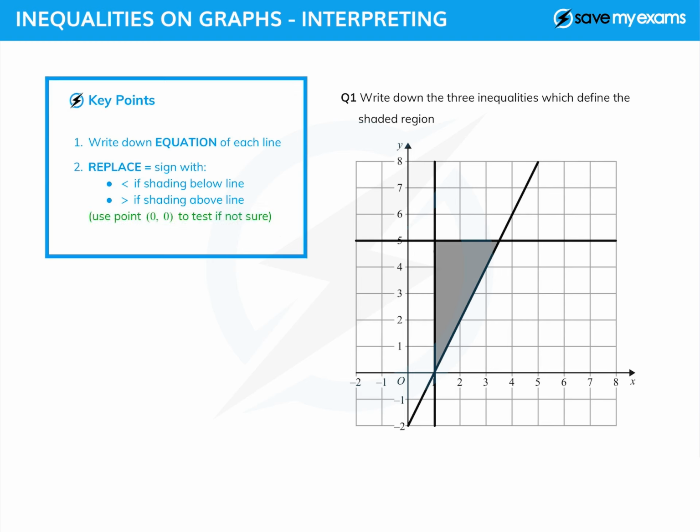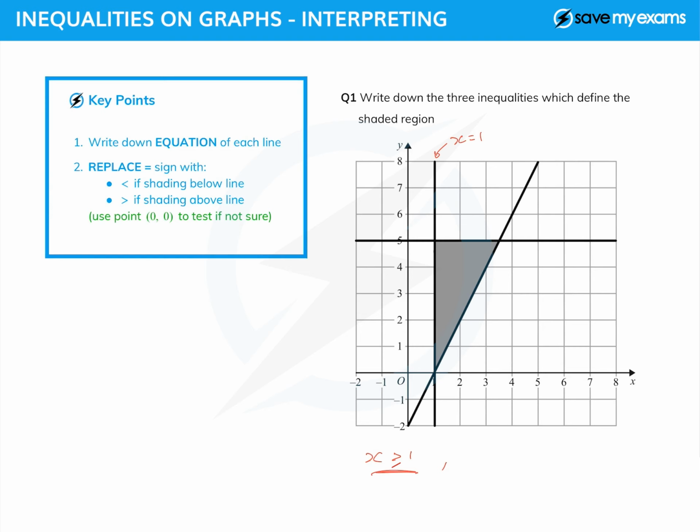So let's start with the easier lines. This one's a nice vertical line, and vertical lines are x equals something. It goes through 1, so that line is simply x equals 1, that line there. And we then replace the equal sign with, well, the shading is on this side of the line, isn't it? And all the x values are bigger than 1 there. So this is clearly x greater than or equal to 1. So that's the first of our 3 inequalities.